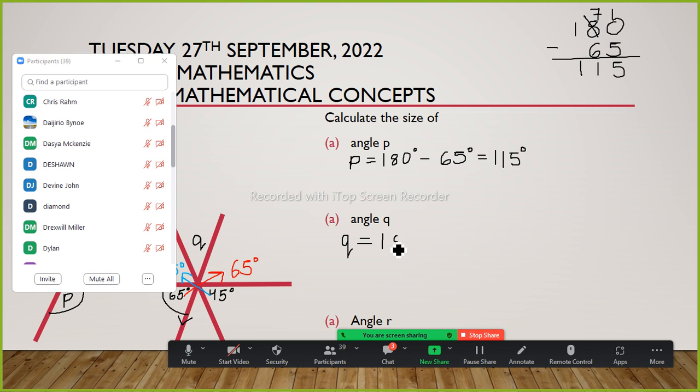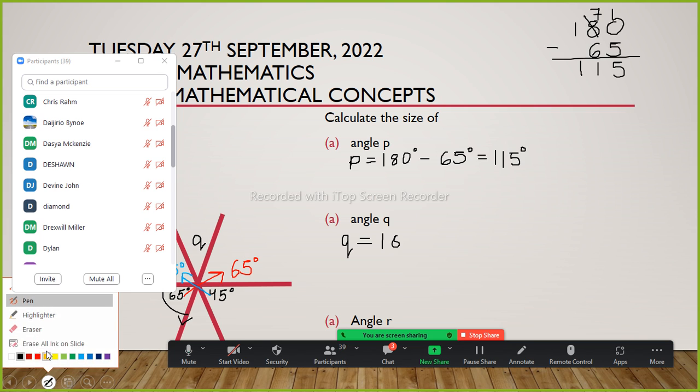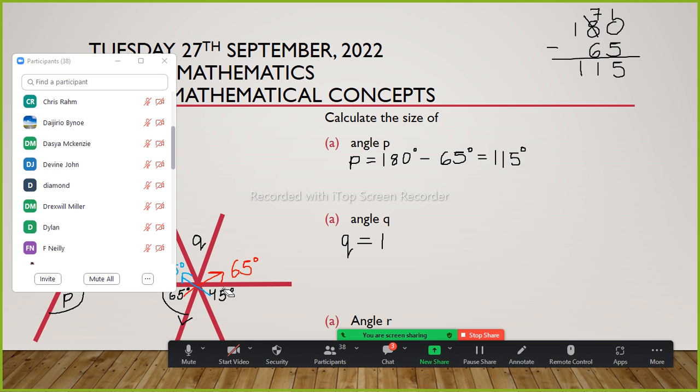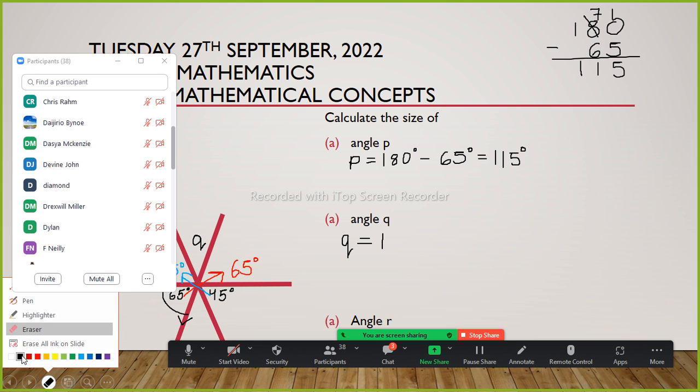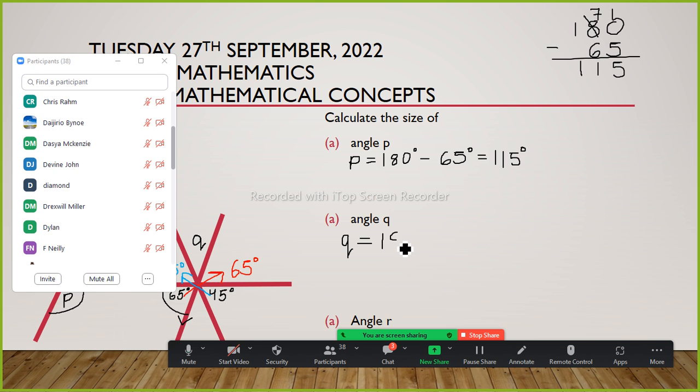180 degrees minus open bracket 45 plus 65, plus close bracket. Very good, Rainbow. Someone is listening. 65 plus 45 degrees. Now we're going to add them up.